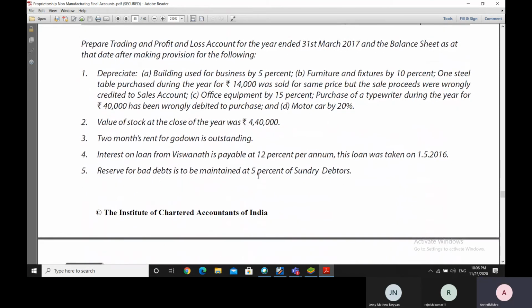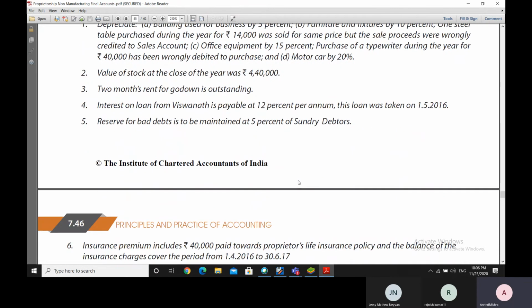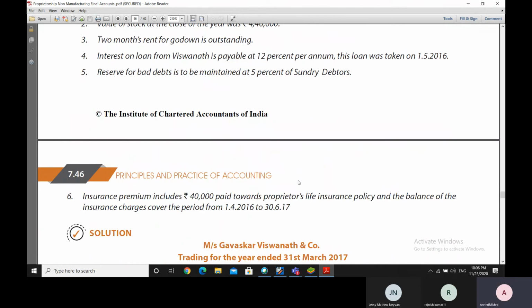Reserve for bad debt is to be maintained at 5% of sundry debtors. So we have to maintain this reserve. We have to debit the profit and loss account and credit the reserve for bad debt account.